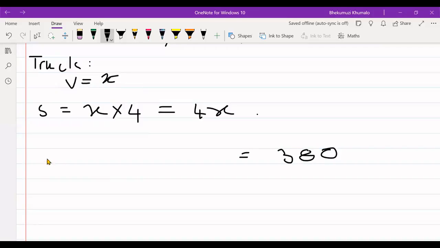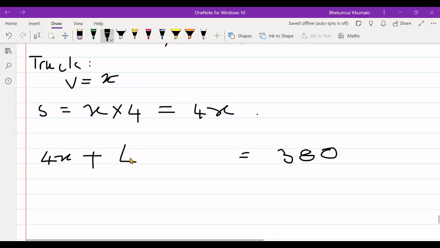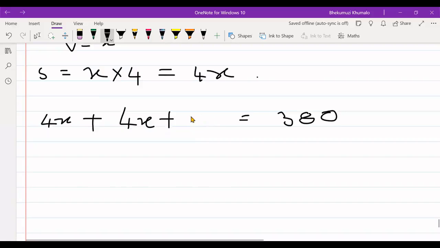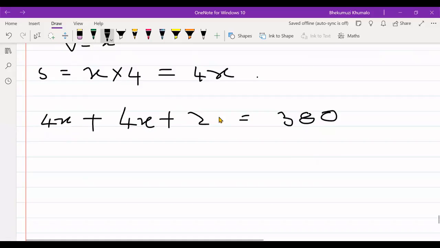Because this is distance, it's 4x plus 4x plus 20. Right? That's 25. It's 20, sorry, 20. Yeah, 20. Okay, plus 20. So now the only thing we have to do in this case is just solve for x. And so that's very easy.